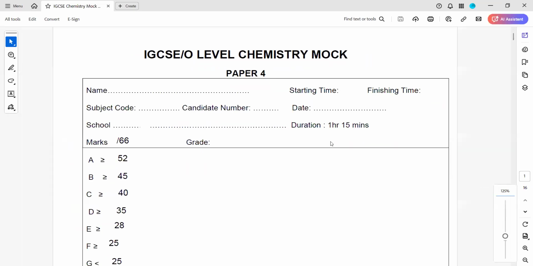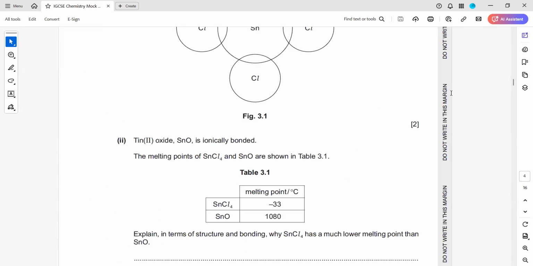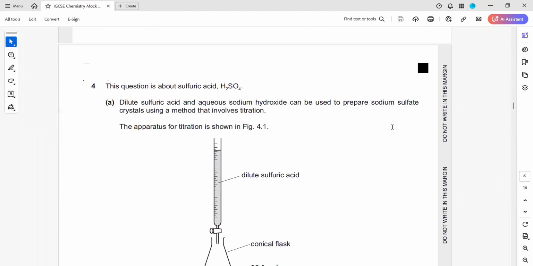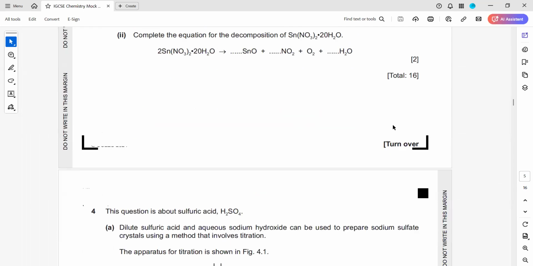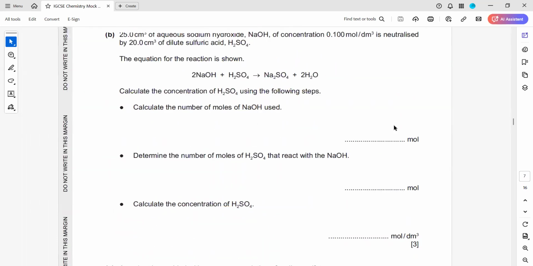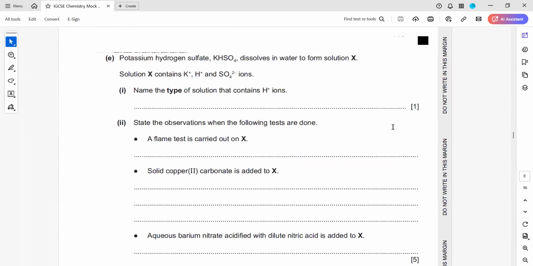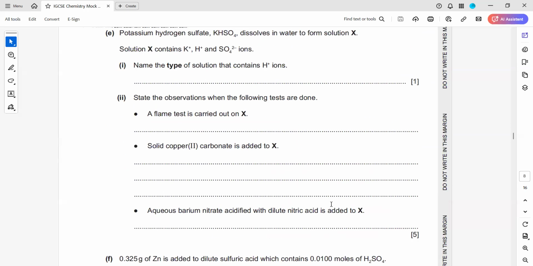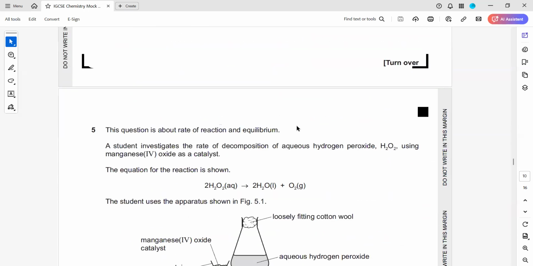So this was a mock paper for set two, and we have discussed some questions from this one. We stopped at this last part D. The flame test also we have discussed, and the limiting factor, the molecules as well.